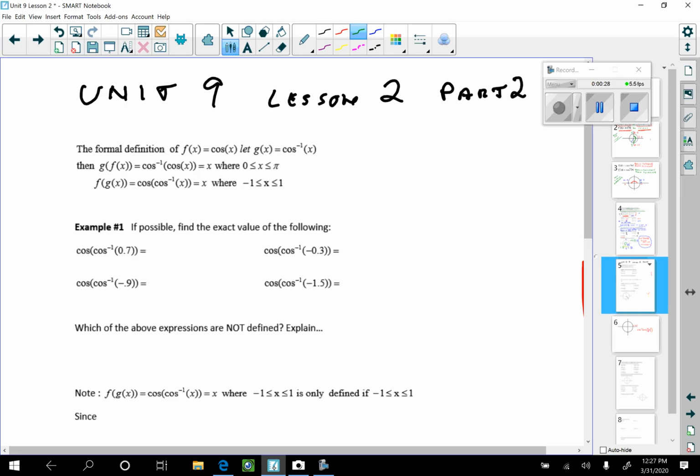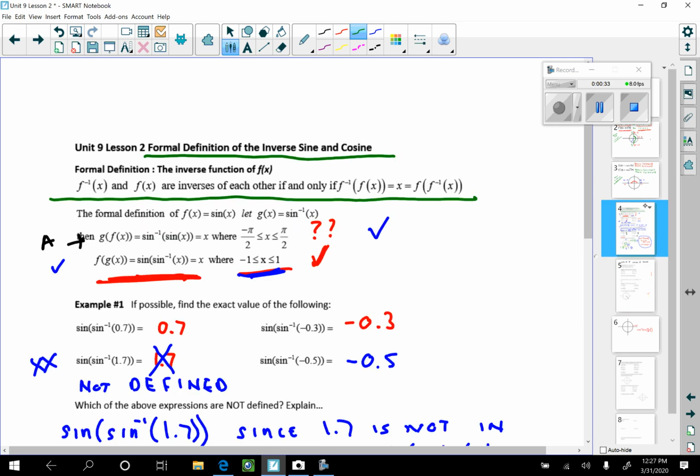Welcome, everyone. Yesterday, just to do a brief review of Unit 9, Lesson 2, Part 1, we talked about this formal definition of when two functions are inverses, and we know that the first function has to be one-to-one, always increasing or always decreasing, for the inverse to exist. And we know that we had to restrict the domain of sine between negative pi over 2 and pi over 2 for the inverse to exist. That's why we had this first equation with inverse sine of sine.